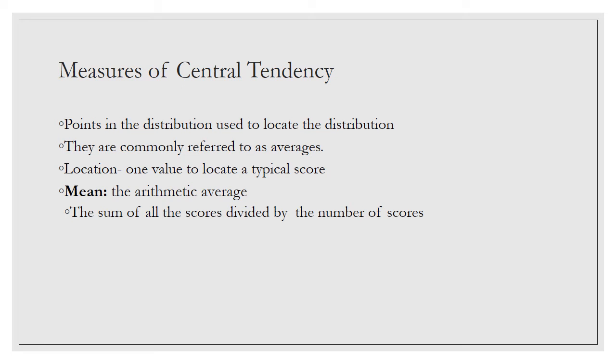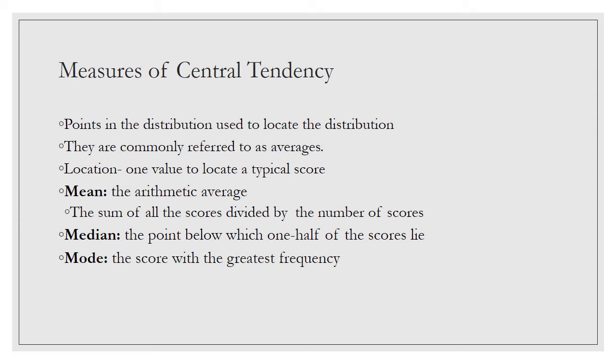The 3 most commonly used measures: the first is the arithmetic measure, the sum of all the scores divided by the number of scores. This is the mean. The mean is the mathematical average. The median is the point below which 1/2 of the scores lie. It's the middle point. And the mode is the score with the greatest frequency. This is used less often. It's just not as useful in some of our computational statistics, but it's still useful in this discussion of identifying 3 different types of central tendency.